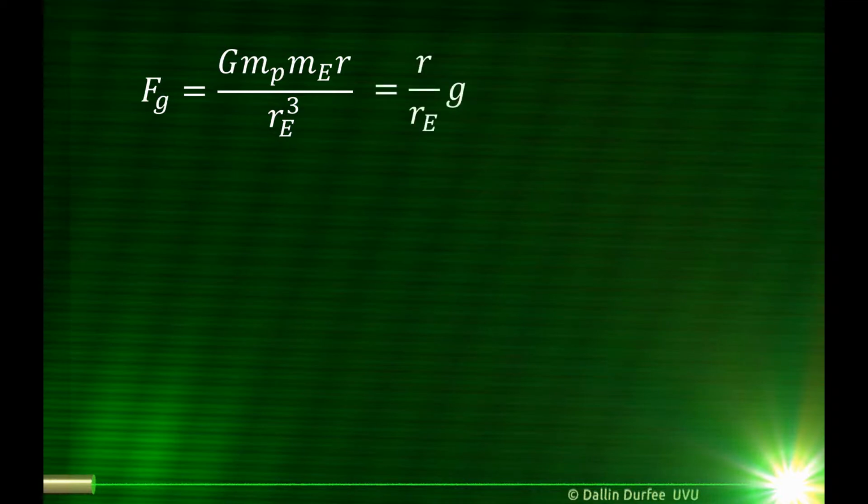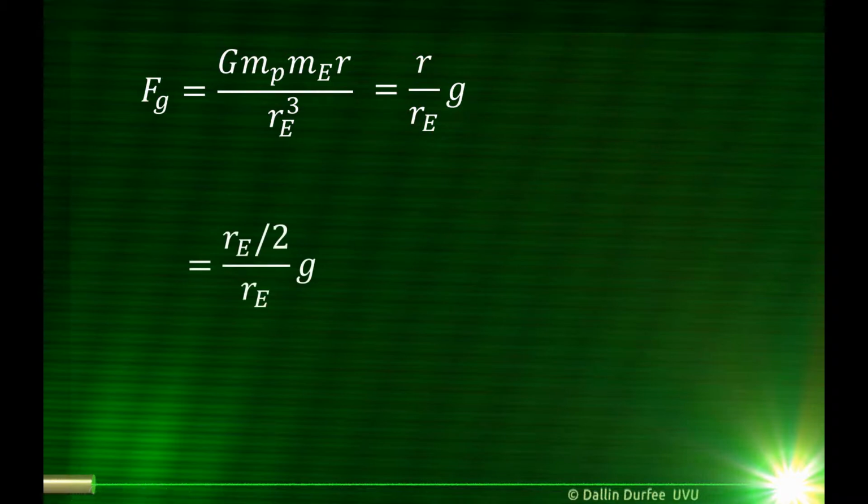And, well, of course, G times the mass of the person times the mass of the Earth, divided by the radius of the Earth squared, is just the acceleration at the surface of the Earth. So we can write the force due to gravity as just your radius divided by the radius of the Earth times g. This is as long as r is less than or equal to the radius of the Earth.